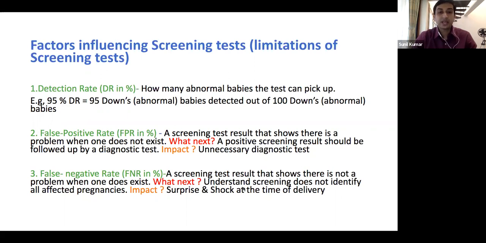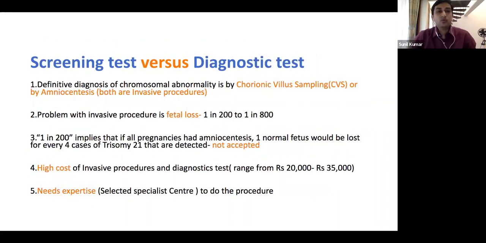Understand that screening does not identify all affected pregnancies. So what is the impact of false negative rate? It could be a surprise and shock at the time of delivery, isn't it? Because the test failed to detect the problem, the pregnancy continued and the baby is born. So it would be a surprise and shocking for the parents. So this is about the different terminologies in screening tests. Then what's the difference between screening test versus diagnostic test?